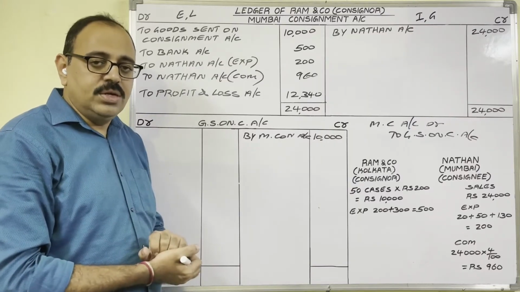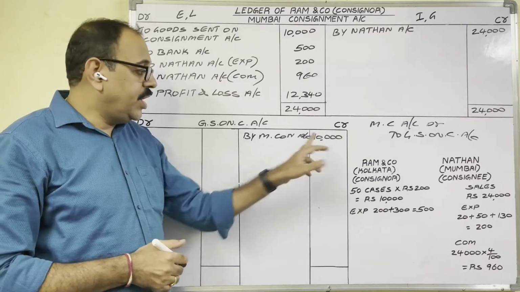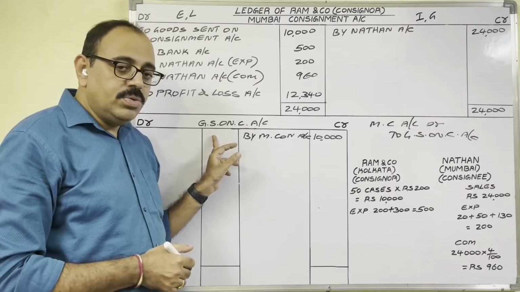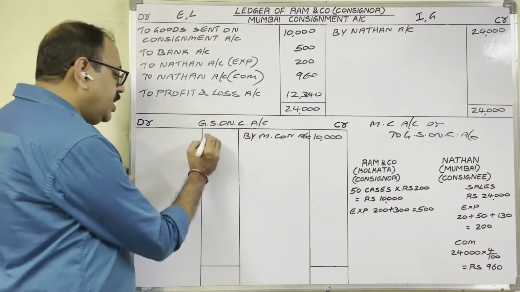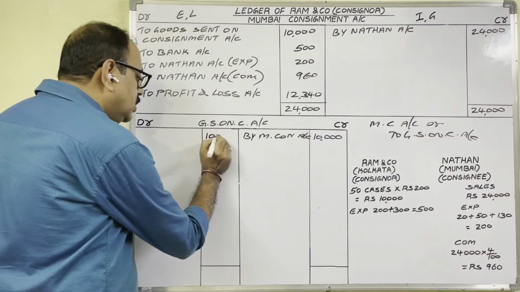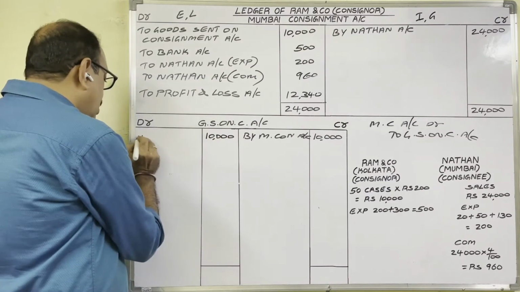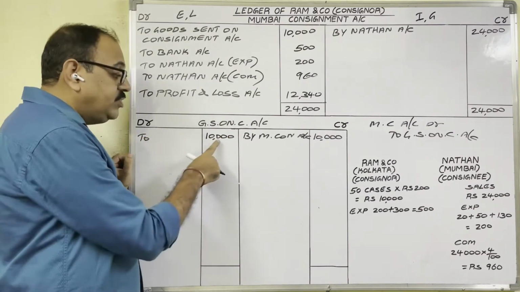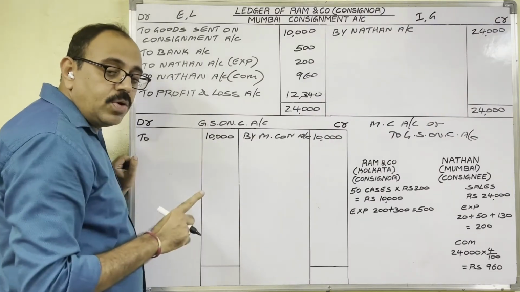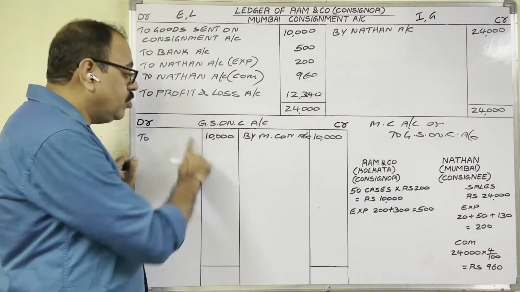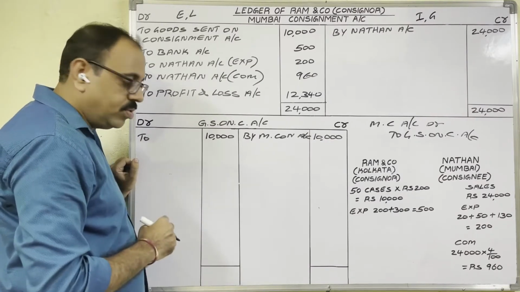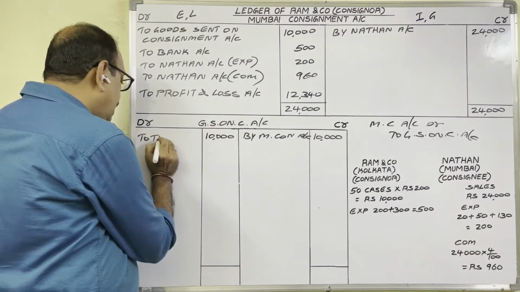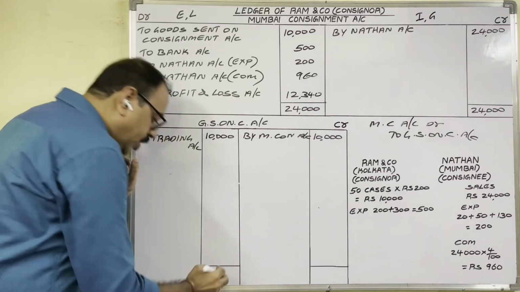Only one entry. Finally, balancing. Credit total is more than debit total now. Therefore, debit side balance carried on comes. Difference 10,000 rupees on debit side. And by transferring this balance to trading account or manufacturing account, we have to close this account. We are transferring this amount to trading account. To trading account. Two sides put the totals.